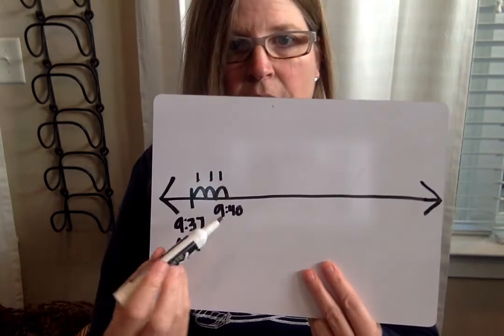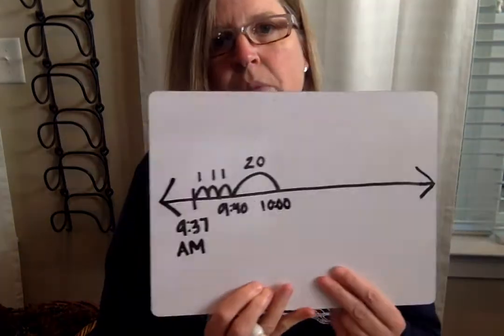All right, now I'm going to go from 9:40 to 10. Do you know how many minutes there are from 9:40 a.m. to 10 a.m.? That's right, there's 20 minutes because 40 plus 20 is 60 minutes. So 9:40 plus 20 minutes gets us to the next hour. That's 10 a.m. Okay.